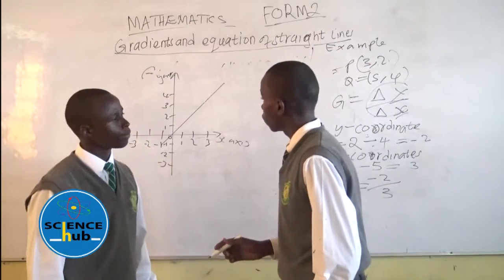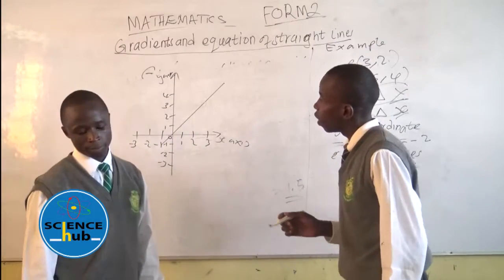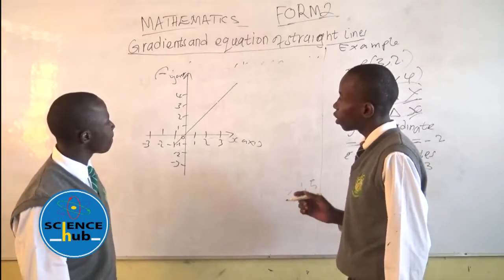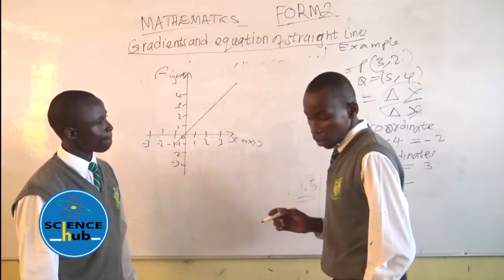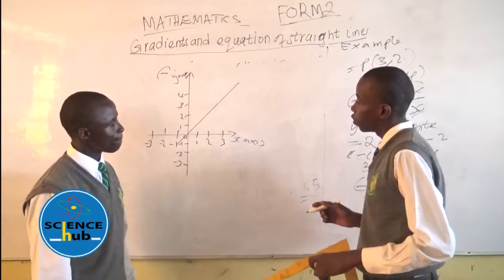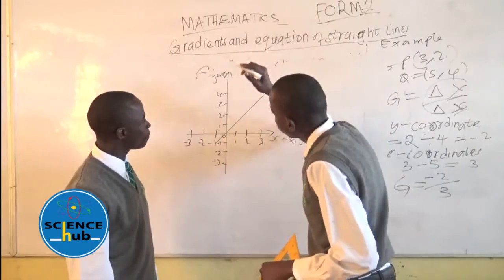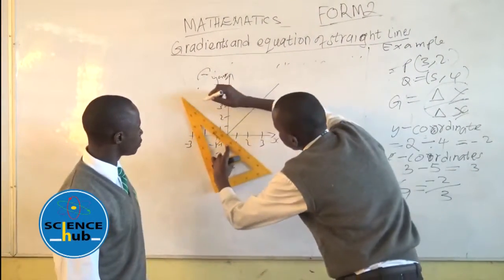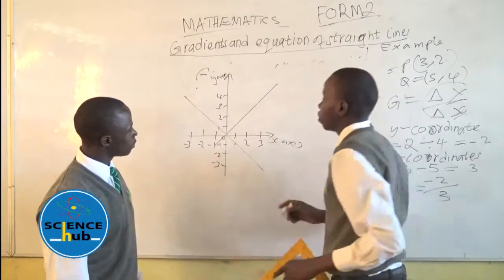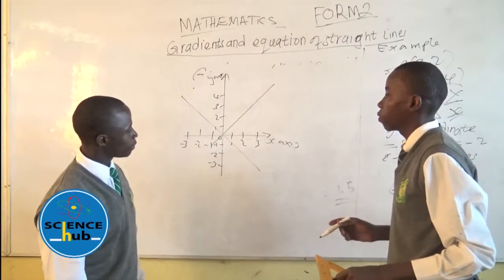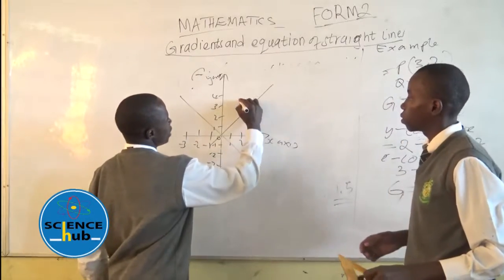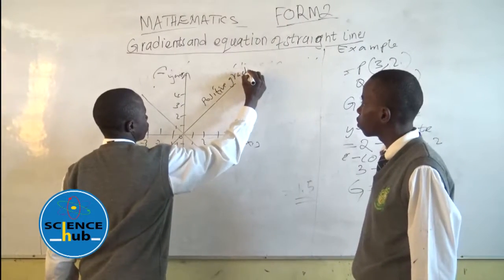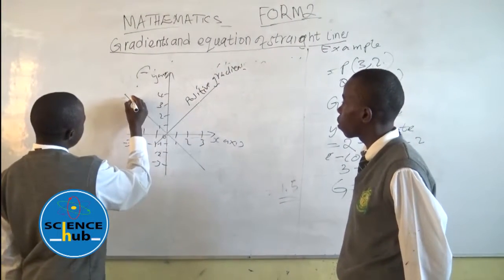Also, when an increase in x coordinates leads to a decrease in the y coordinates, the gradient is negative. For example, a line that is moving downwards from left to right has a negative gradient. This one leads to a positive gradient, and this one leads to a negative gradient.